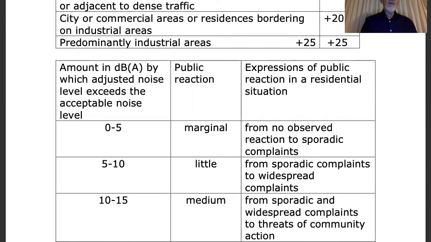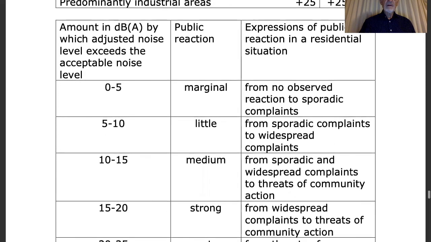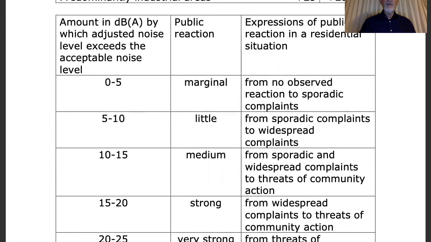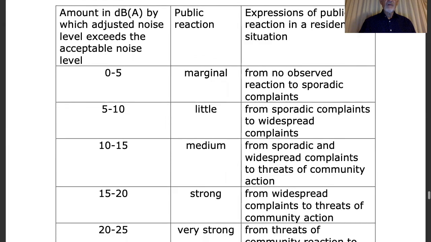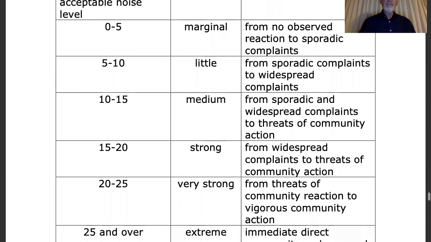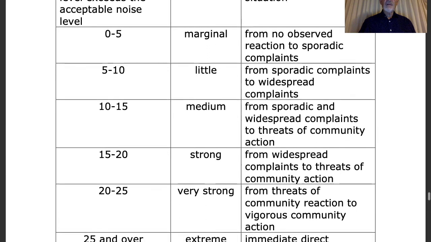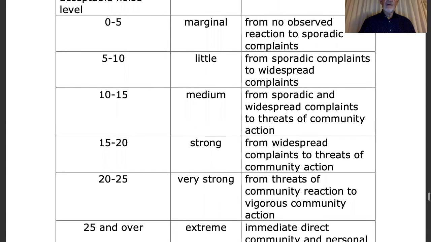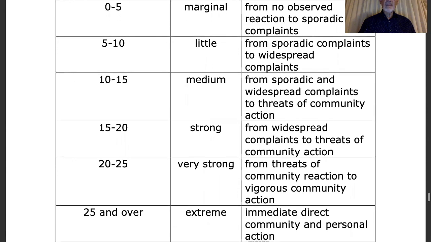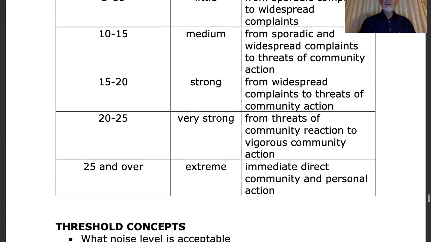If the margin is between 0 and 5, you would not expect any public reaction. And that goes up to, if the difference between the expected level or the calculated or the measured level was 20 to 25 decibels, you would expect threats of community action to vigorous community action, and the extreme 25 and over. So that's what I call the bottom line.